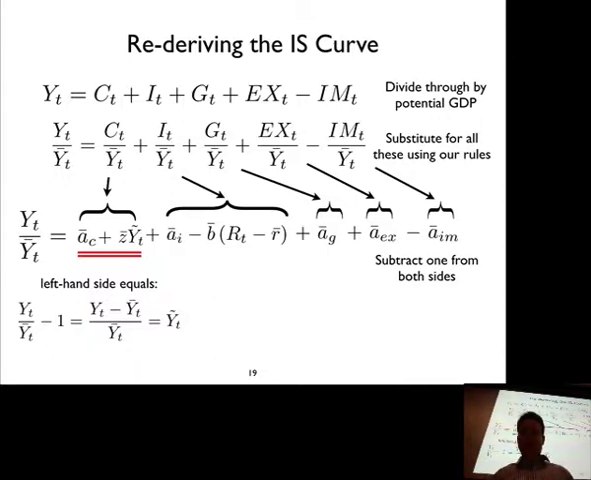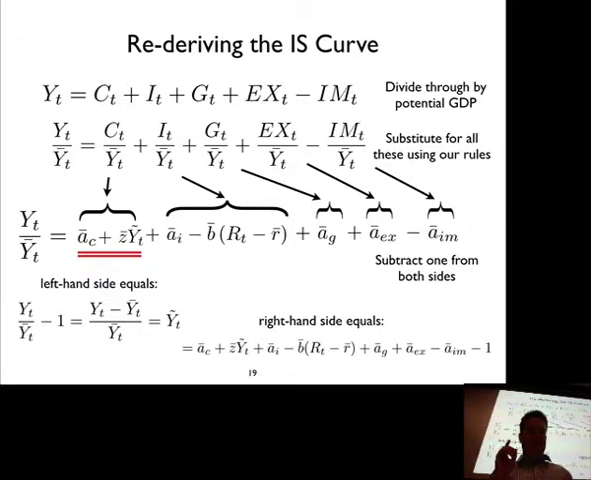The right-hand side is going to be this horrific mess of all the little A bars, plus a Z times the Y tilde, plus the investment thing, which depends on the interest rate, plus all the other junk minus 1. And now let me write up what we've got. So Y tilde is equal to all this junk. So that's what's going to appear on this next slide.